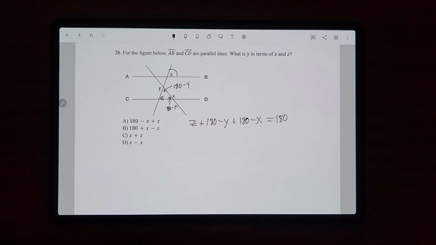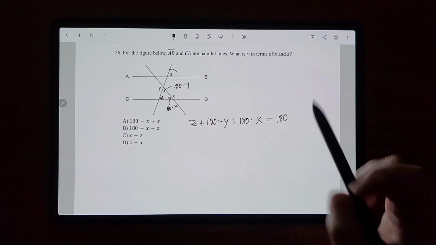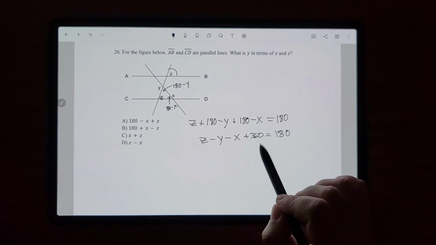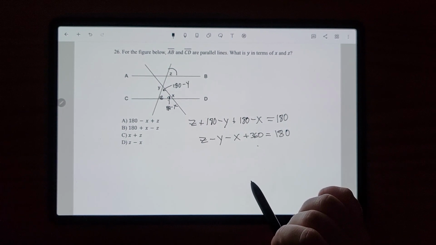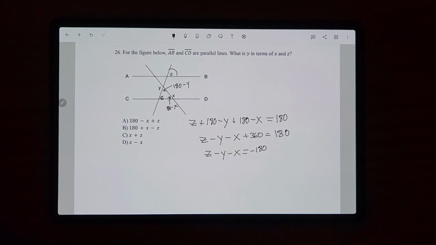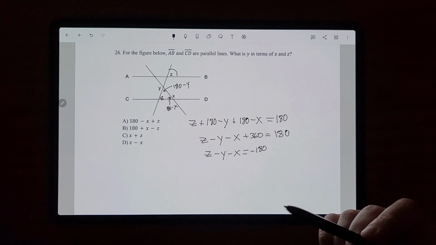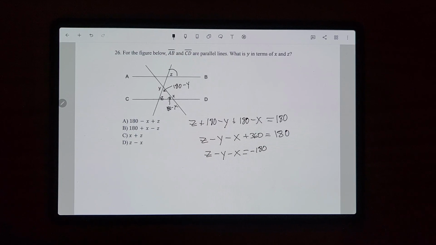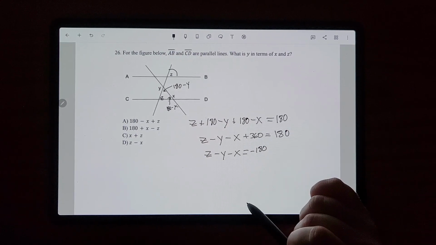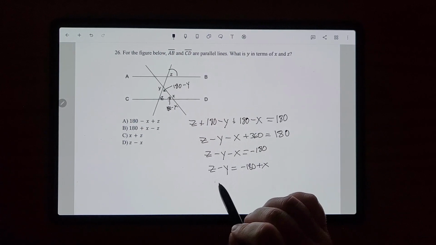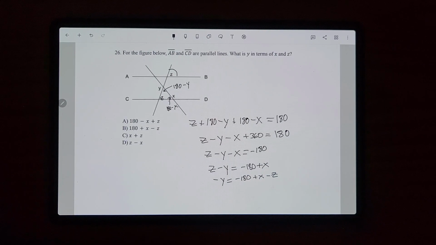Now all I have to do is combine my like terms and solve for y, because I'm trying to find y. So I've just combined my like terms, and now I'm going to subtract 360 from each side. And I'm going to add x to each side. Some of you might be saying, I would just add x and then subtract z. I'm just trying to do it one step at a time for people that might not see that right away. So I'm going to add x to each side now. And then I'm going to subtract z from each side. And then I'm going to divide everything by -1 to get y completely by itself.